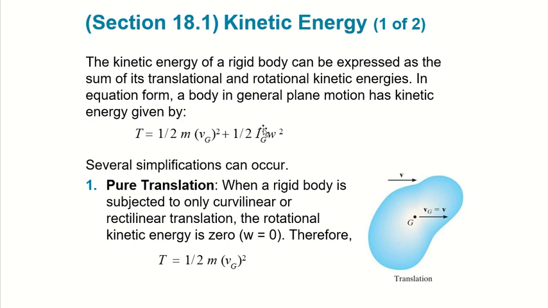We already did the reading quiz. Of course, your G point, your mass moment of inertia, and then your rotational angular velocity instead of the regular velocity right there. This is supposed to be omega. And that's how we calculate the kinetic energy.